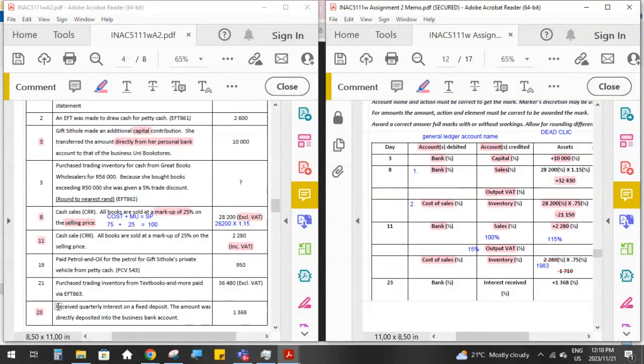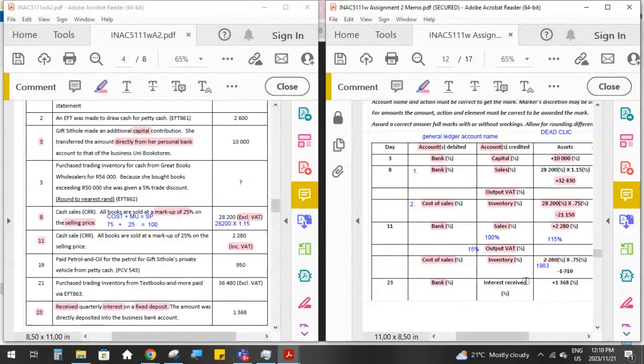Then on the 23rd, we received quarterly interest. We are receiving interest, so that means interest income on a fixed deposit amount that we've got obviously with our bank account. The amount was directly deposited into the business bank account. So the bank that's paying us the interest, they just deposited it directly into our bank account. So our bank account is increasing, so debit bank account.